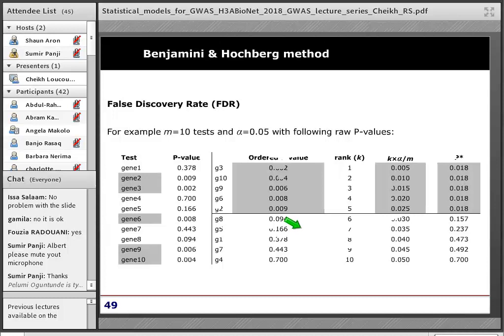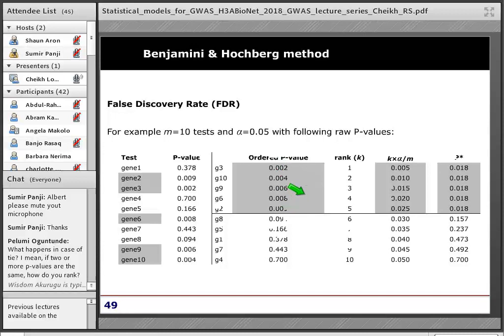And so here 0.2 is still lower than 0.05. Here also 0.004 is less than 0.010, etc. Until gene 2, you have 0.009, which is less than 0.025. But at gene 8, it's the first time the gene p-value is higher than k times alpha over m. So you have to stop here, and you have to adopt all the p-values that you have before. This is the way to obtain the p-value depending on the false discovery rate proposed by Benjamini and Hochberg.